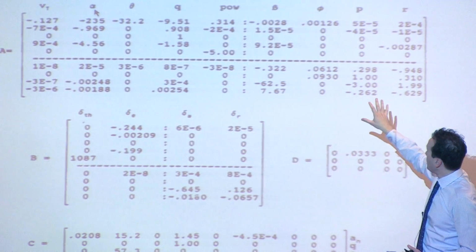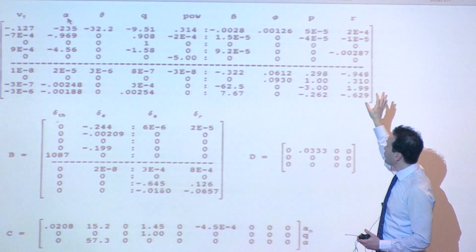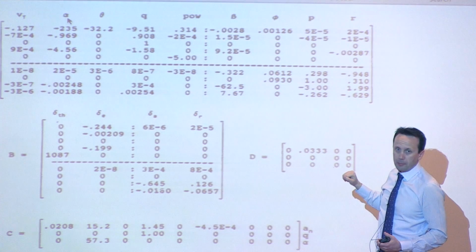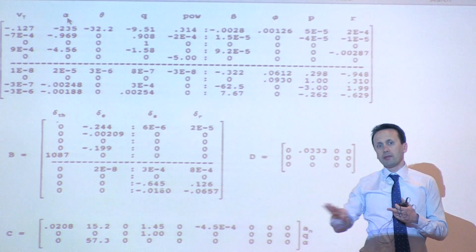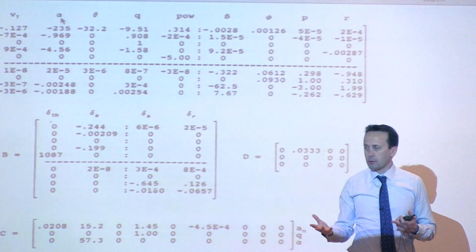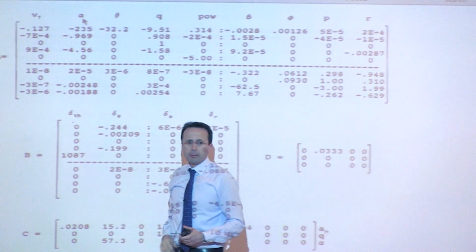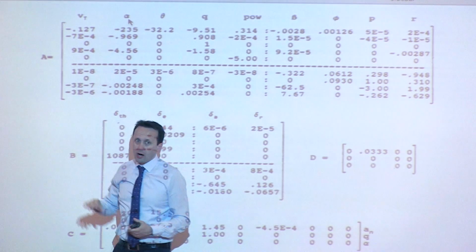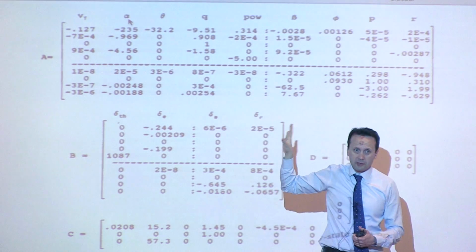If you look at the second part, you have beta, phi, p, and r. And that would be the lateral dynamics. Because beta is a side slip, but side slip is equivalent with the side velocity. So if there's a side velocity, you have a beta. So basically the first 4 variables are the longitudinal dynamics, and the second 4 variables are the lateral dynamics. And this is the A matrix, the system matrix.